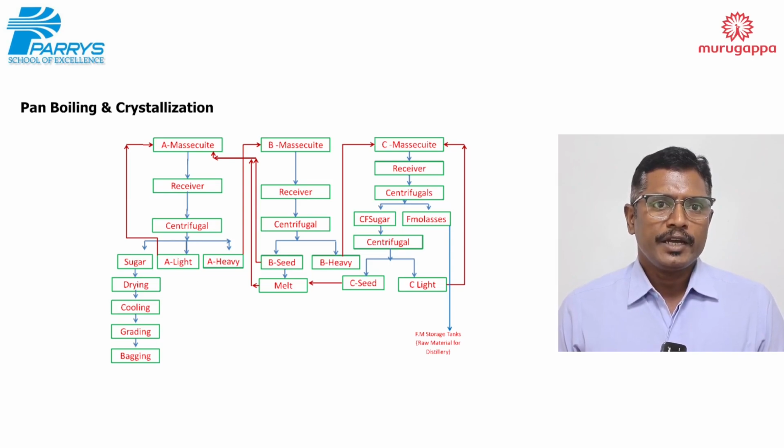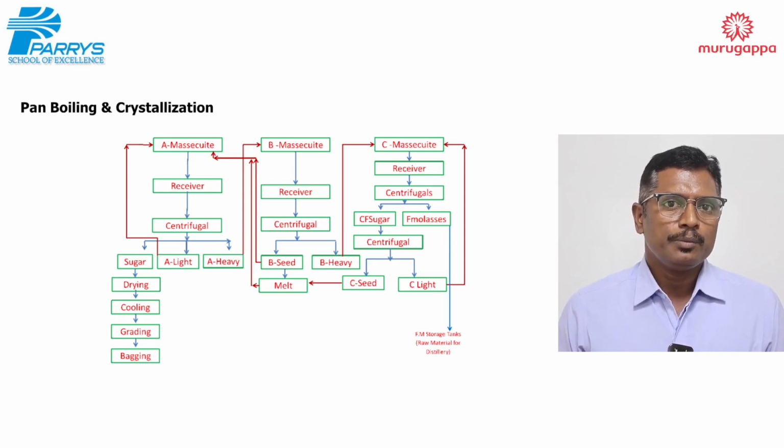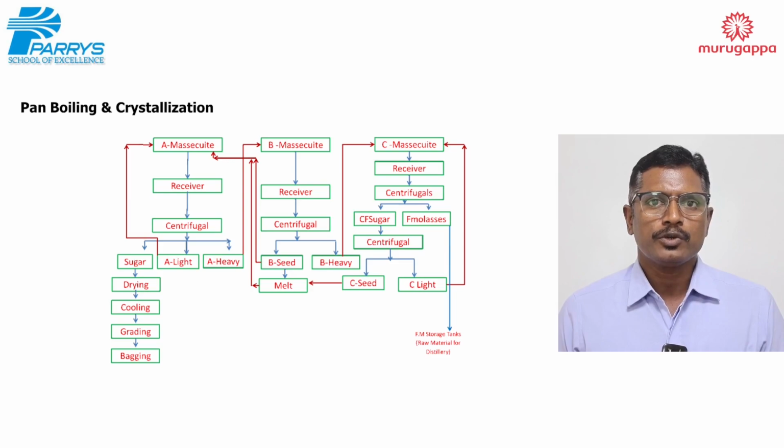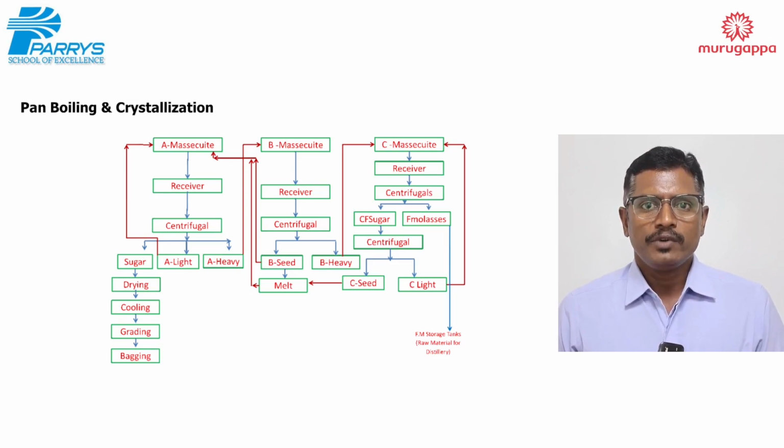This A light and A heavy will be sent for reprocess where B massecuite is prepared, and from B massecuite it goes to B centrifugals. We get the B seed and B heavy molasses. B seed will be melted and used for A boiling, whereas this B heavy molasses will be boiled again and prepared as C massecuite. C massecuite will be cured in C centrifugals where we get C sugar and final molasses.